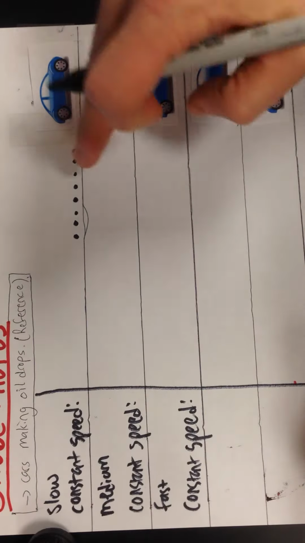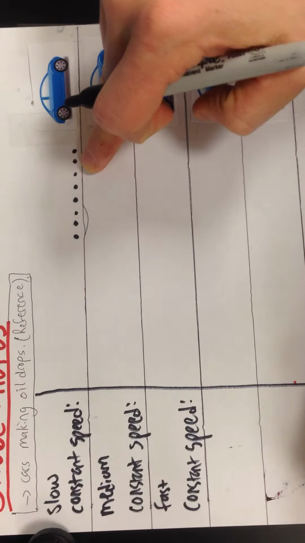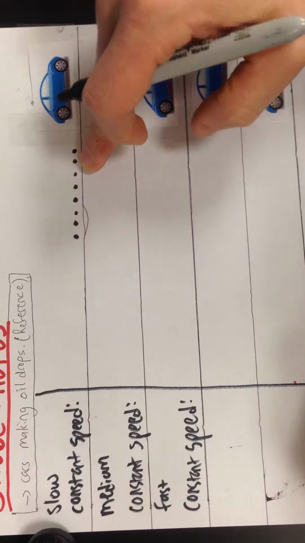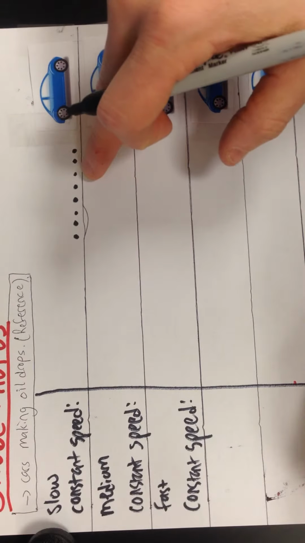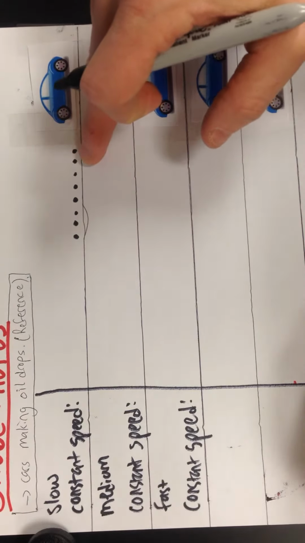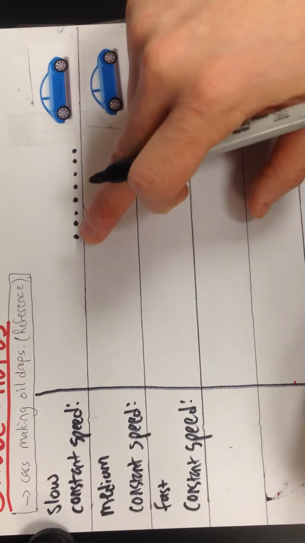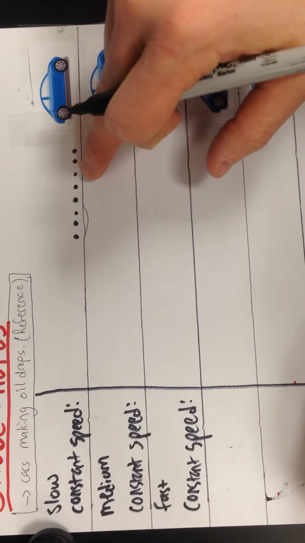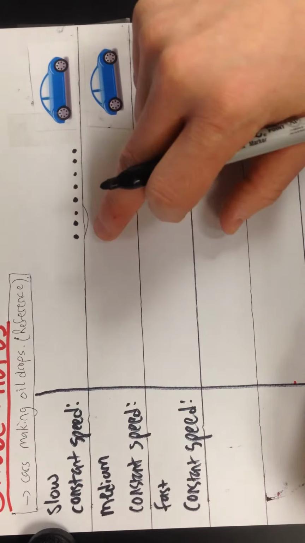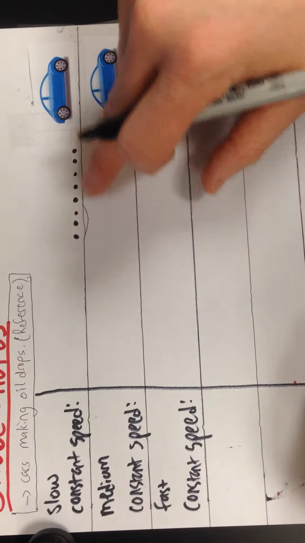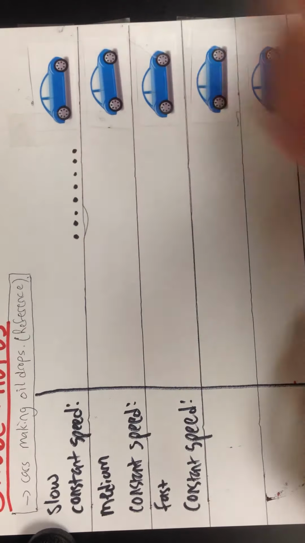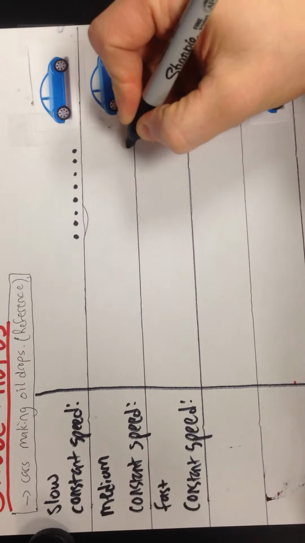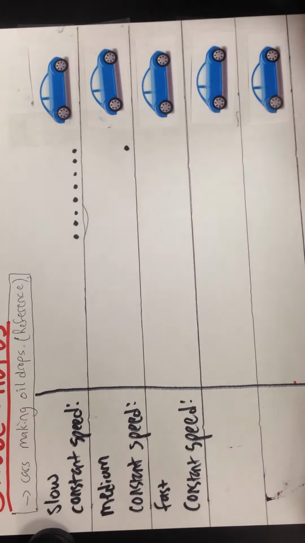But can you notice one other thing about these dots that I'm showing? Slow constant speed means close together, but they're also equally spaced because the car goes the same speed every time it drops a new drop of oil. So every dot has the same amount of spacing between it. That means constant speed. How would medium constant speed be different?